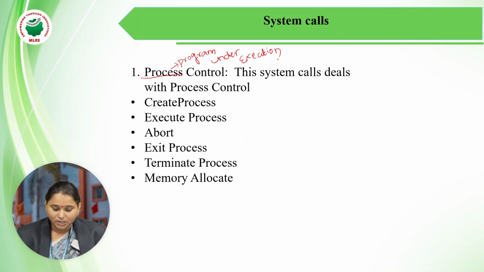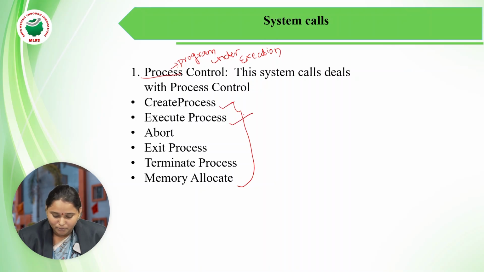Program under execution. The controlling of the whole process can be done in process control. Whatever programs we execute, the whole functioning of the program execution can be done by the process control. In process control, we are using some system calls. These are the system calls for creating a process, execute process, abort, exit, terminate, and memory allocation. These can all be done in process control.